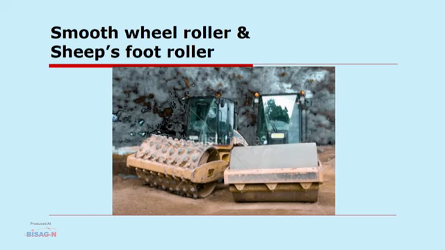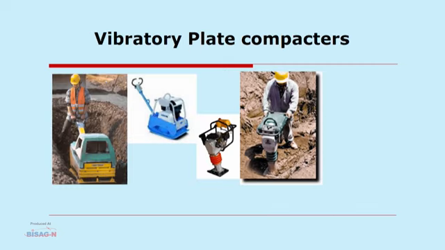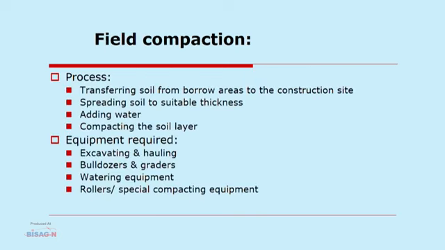The picture shown to you is a perfect example of a smooth wheel and sheep foot roller. This is the pneumatic tire roller which everyone has seen on the road. This is the vibrator plate compactor, a typical example of how soil compaction can be achieved in one of the ground improvement techniques. Field compaction: the process of transferring soil from the borrow area to the construction site, spreading soil to a suitable thickness, adding water, compacting the soil layer.